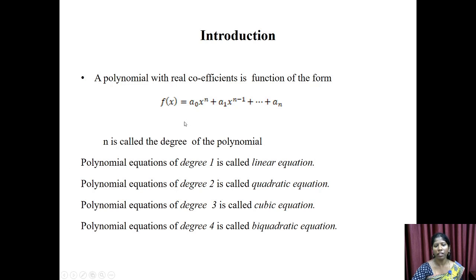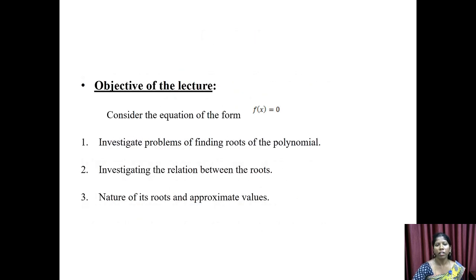This is an nth degree polynomial and this n is called the degree of the polynomial. Depending on the value of n, we have different names for this polynomial equation. Suppose n equal to 1, then the degree of the polynomial is 1 and the equation is called a linear equation. When n takes the value 2, the polynomial equation, which is now of degree 2, is called a quadratic equation. Similarly, when n is equal to 3, the equation is called cubic, and for n equal to 4, it's a biquadratic equation.